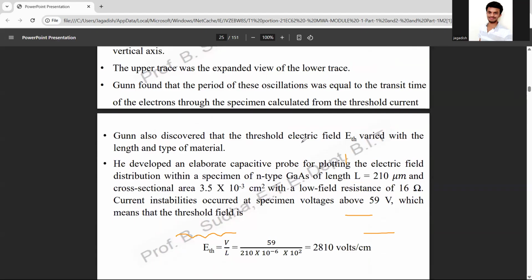Gunn also discovered that the threshold electric field varied with the length and the type of the material. So Gunn also observed, after drawing the second graph, you have to explain this. He developed an elaborate capacitive probe for plotting the electric field within an n-type gallium arsenide specimen of length 210 micrometer and cross-sectional area 3.5 into 10 to the power of minus 3 centimeter, the whole squared.